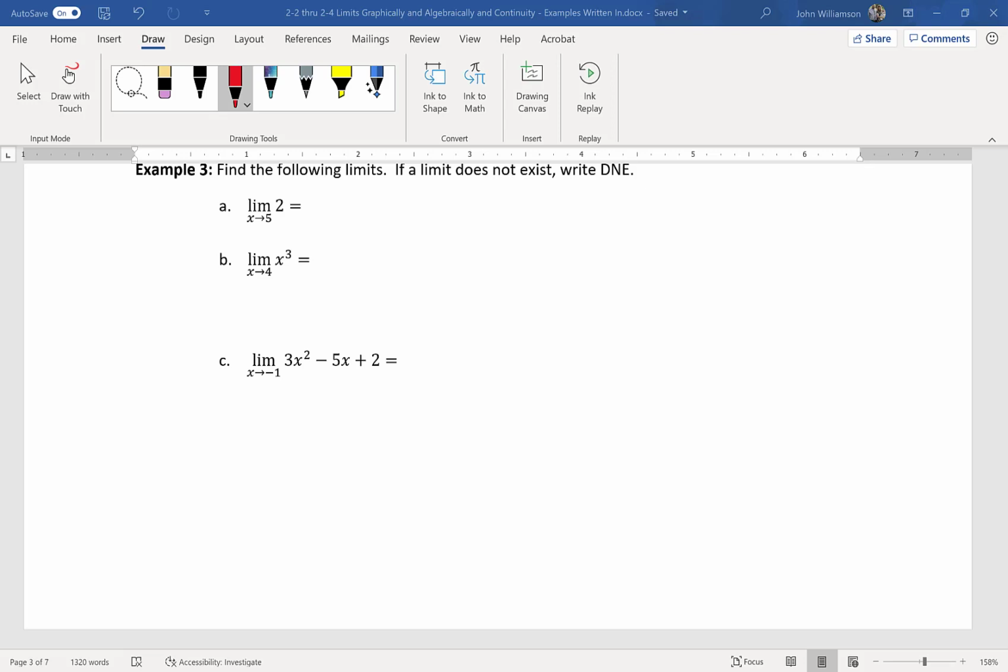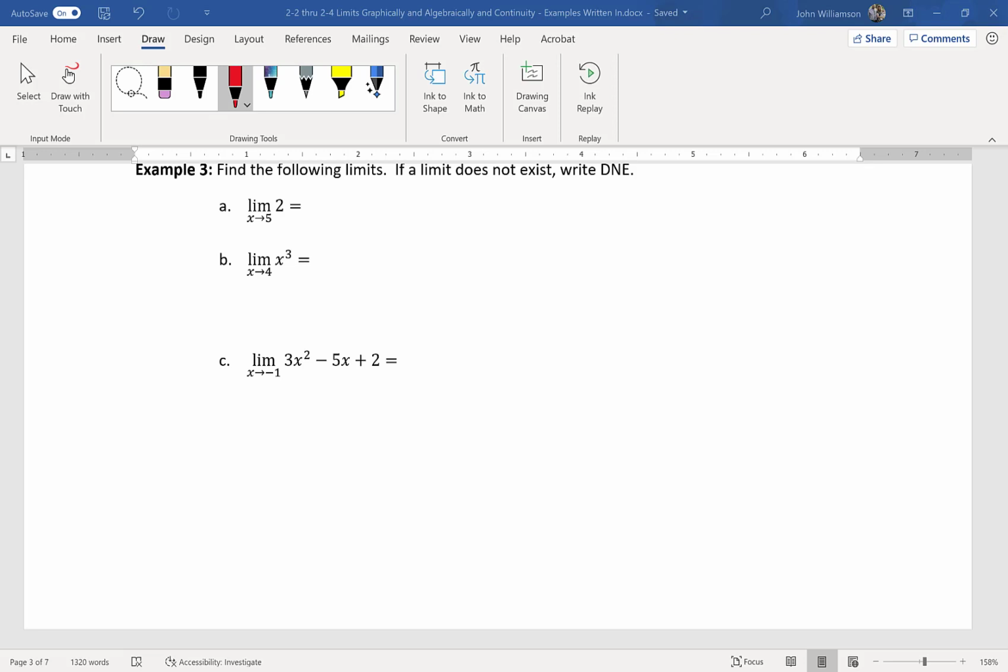Okay, so now let's find some limits algebraically. So the first thing we always want to try to do is direct substitution. So let's look at the first one. The limit as x approaches 5 of 2 is equal to what? So this is using that first of the basic limit rules that I gave you.